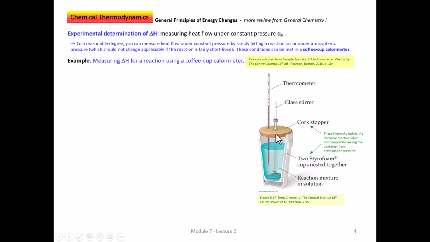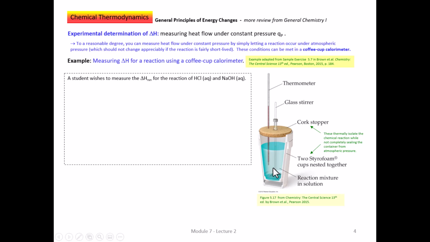and the styrofoam cups and the cork lid thermally isolate the chemical reaction from the outside environment, the chemical reaction occurring in solution here. And it does not completely seal the container from atmospheric pressure. So this is not completely sealed. So it allows you to thermally isolate this reaction from the outside while allowing the reaction to occur under the constant atmospheric pressure. You can have a glass stirrer stirring the reaction in solution, and of course you're going to want a thermometer so you can measure temperature changes that occur during the reaction.